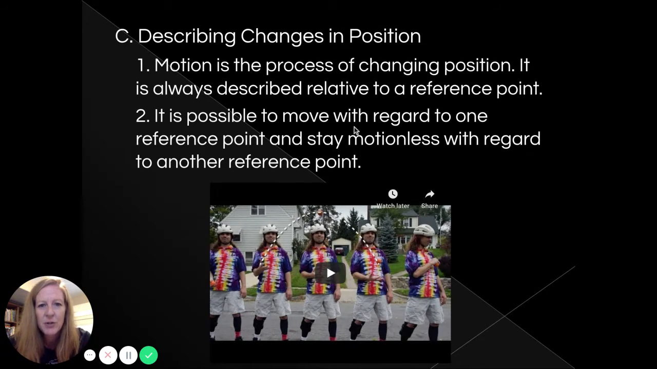So it is possible to move with regard to one reference point, like the ball traveling in this arc, and stay motionless with regard to another reference point. Again, I'm sitting here in a chair and I'm just sitting here. But am I really motionless? Relative to the chair, I am. But I am actually moving because the earth is moving. So if I look at a different reference point, my motion can change.